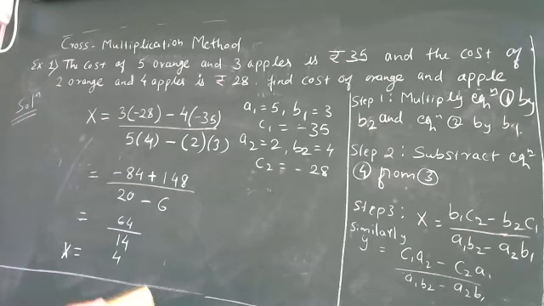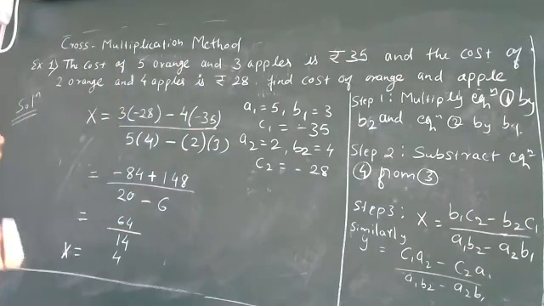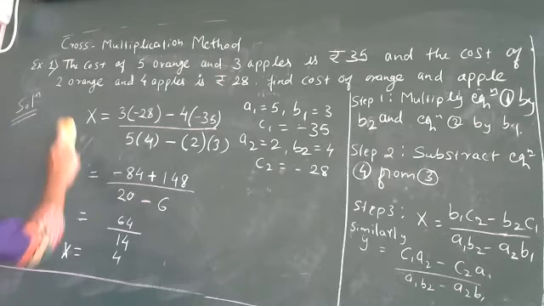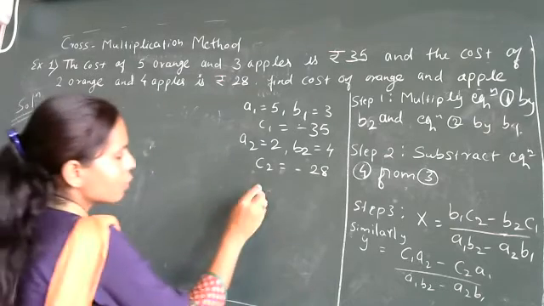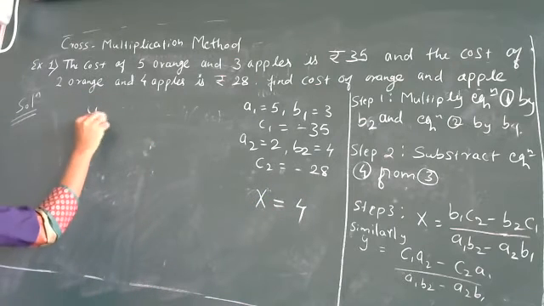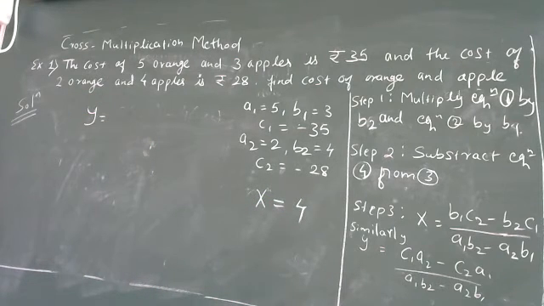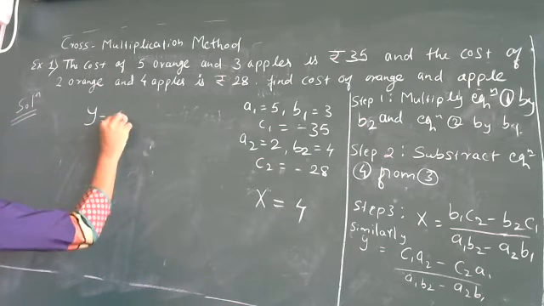Okay, so shall we find the value of y? Now here the value of x we got is 4. Now let us see what the value of y is here. For y we have to take C1 into A2, and C1 is what? Minus 35.